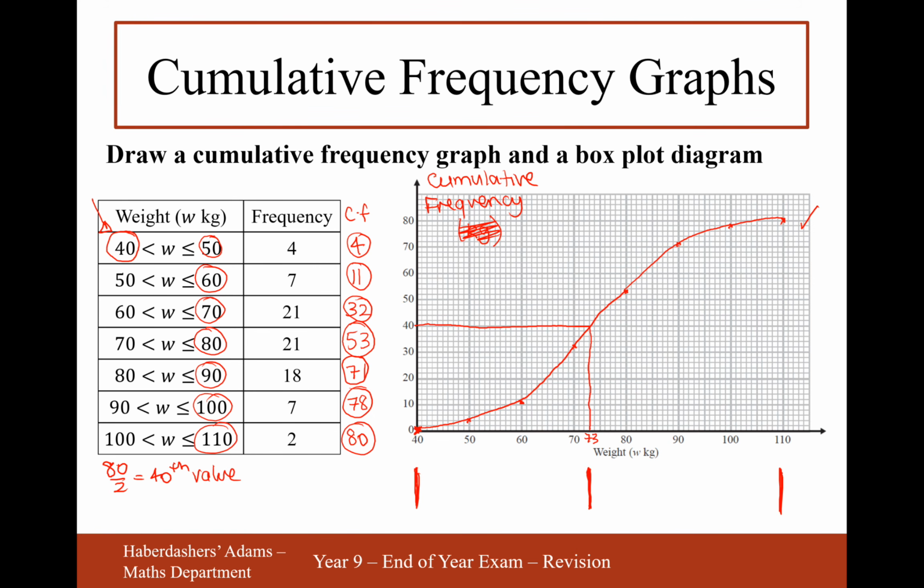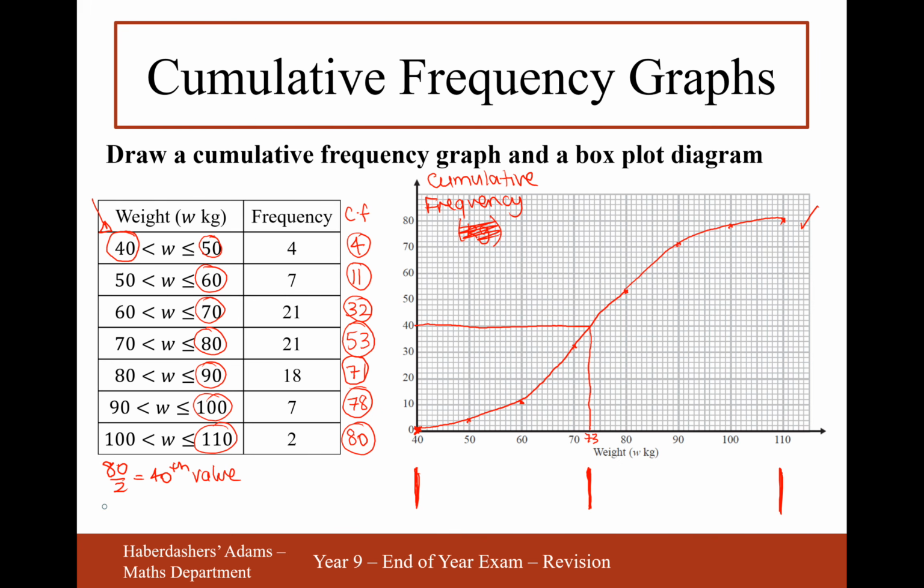So what I'm saying there is that the median of my data is exactly 73. Or you could say that half of the somethings that we've weighed here are less than 73 kilograms, and half of them are more than 73 kilograms.